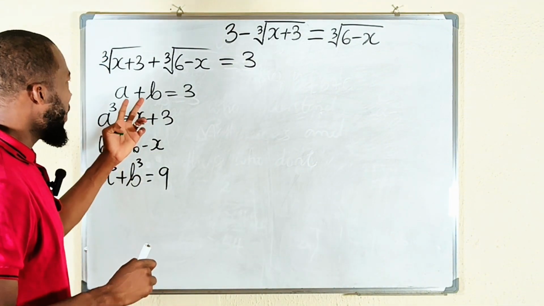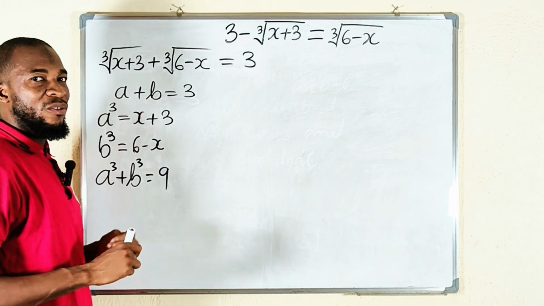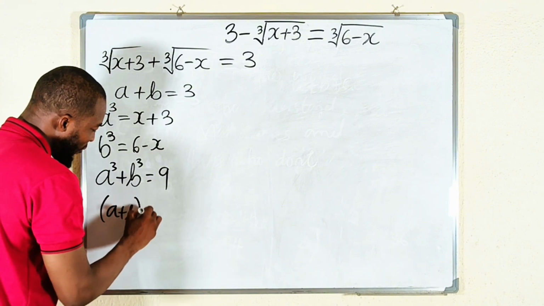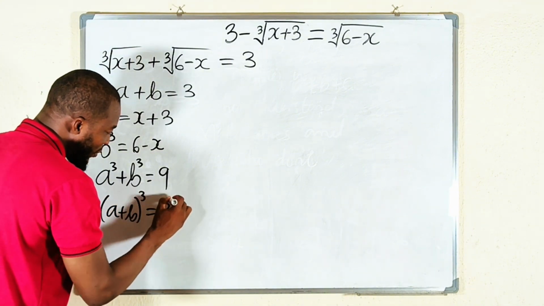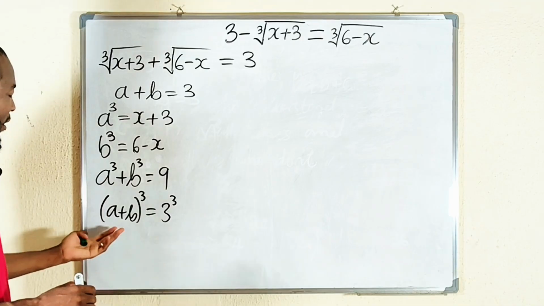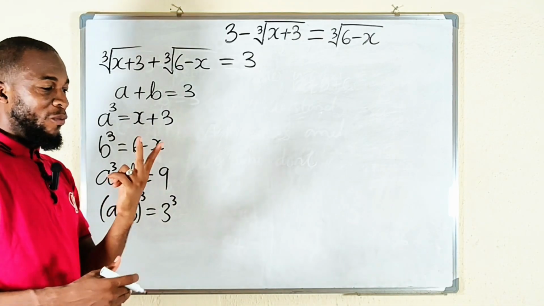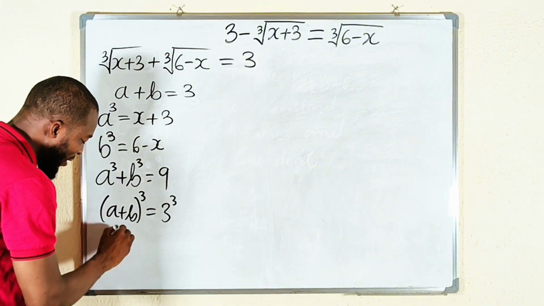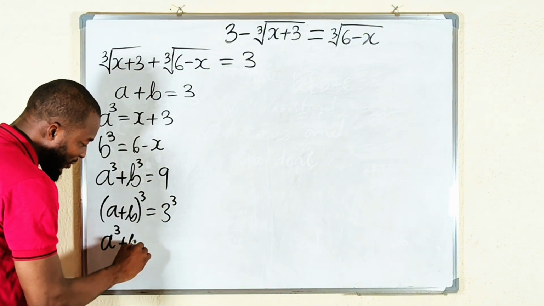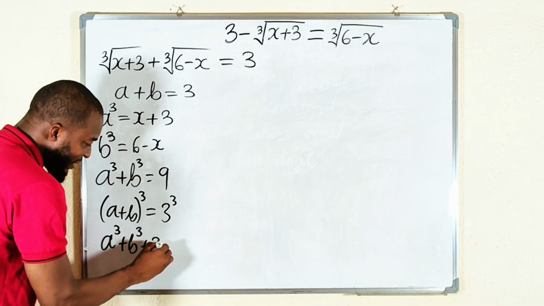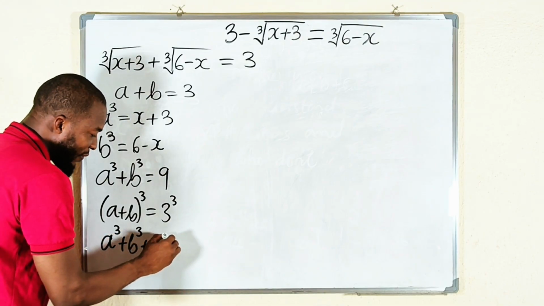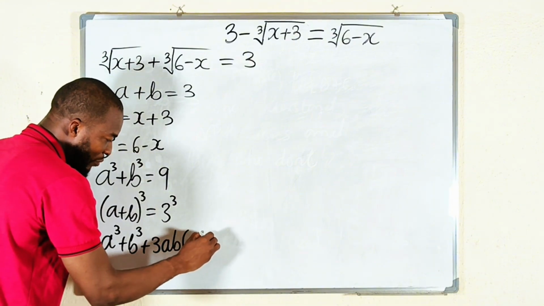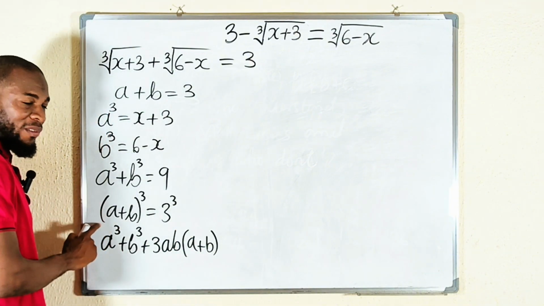Now, I would like to raise this equation to the power of 3. So I have a plus b to the power of 3 equals 3 to the power of 3. The left-hand side, remember, we have a binomial to the power of 3. We have a formula for that. It is going to be the first term to the power of 3, second term to the power of 3, plus 3 times the product of the first and the second, ab, multiplied by a plus b. This is the expansion of the left-hand side.